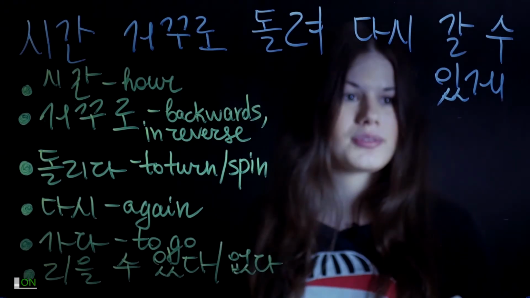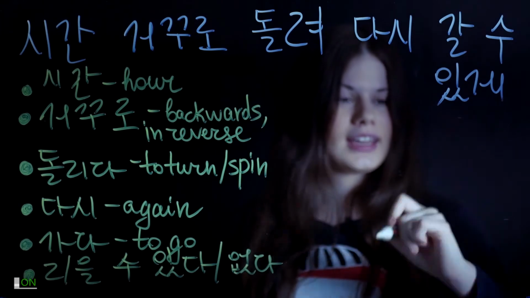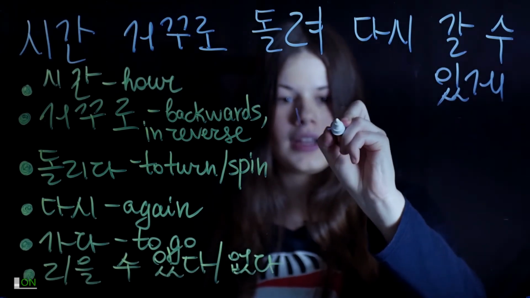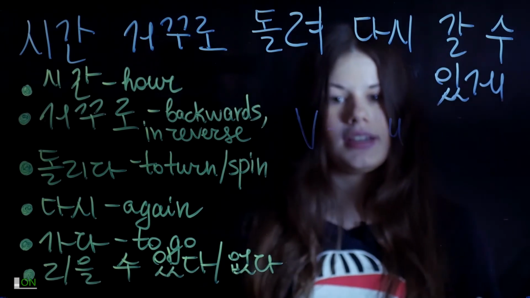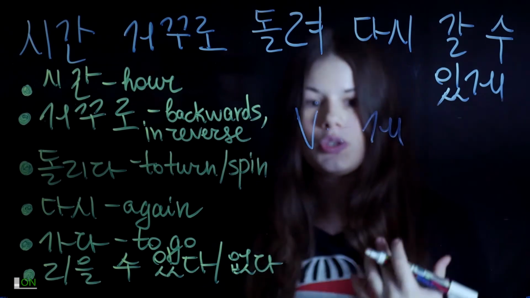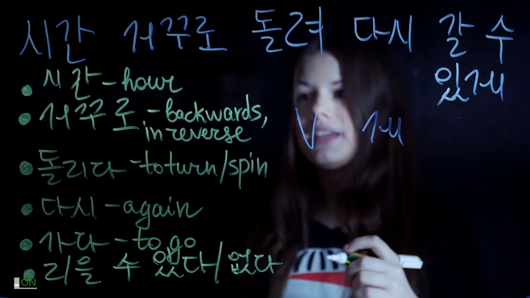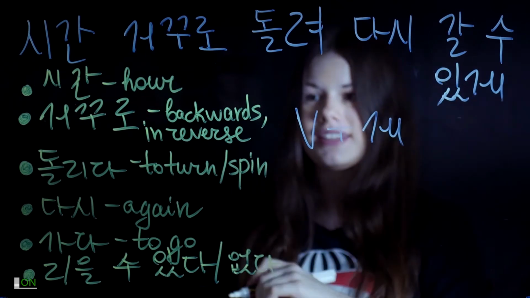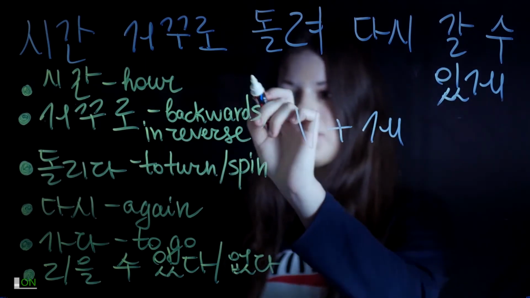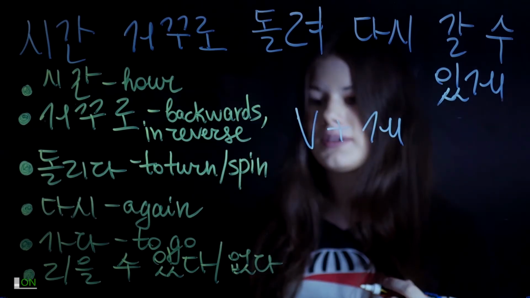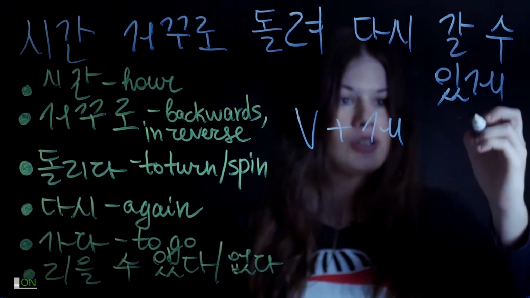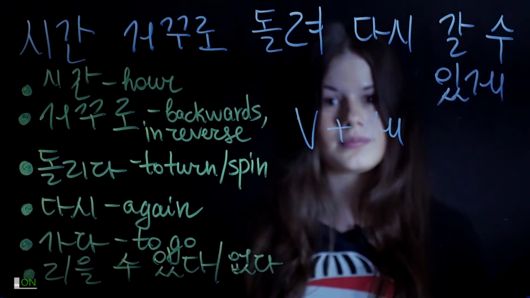And then we have this grammar within it, this 게. So verb plus 게. It would mean something like so that, in order to. For example, if we were translating this whole sentence, then this would be: make the clock reverse so that we could again go. In order to go again.